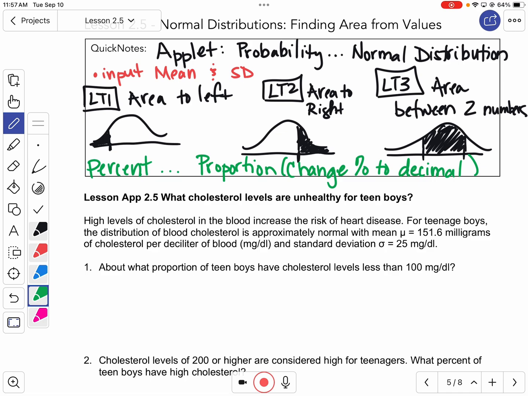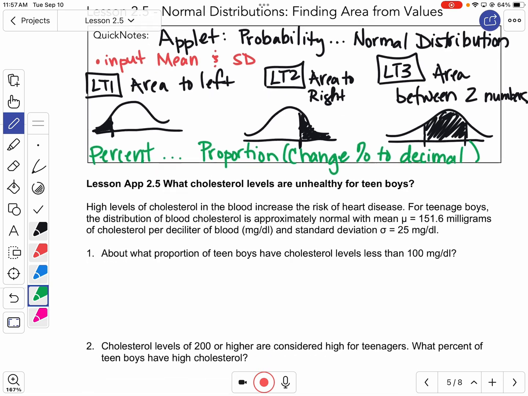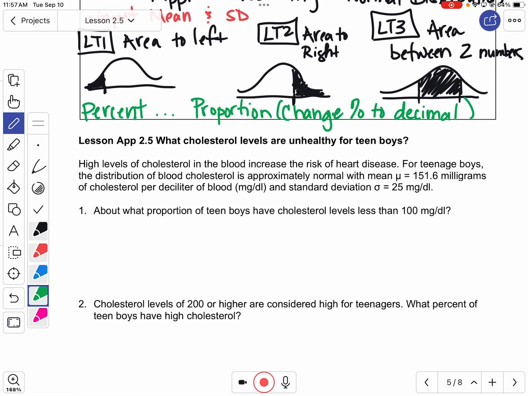All right, so on this example, it says high levels of cholesterol in the blood increase the risk of heart disease. Anybody know anybody that's got high cholesterol? That was me. Yeah, before surgery, I've been able to come off my medicine, so that's good news.